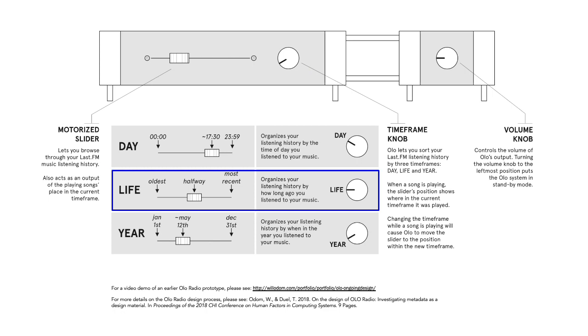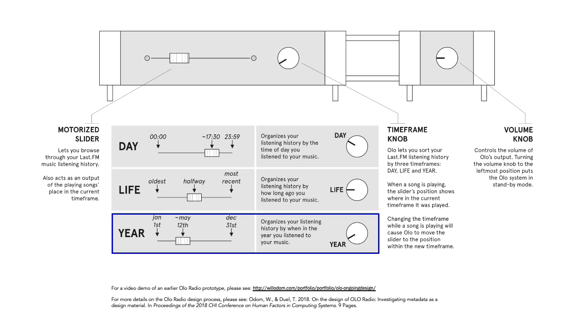There's 3 different time frame modes for Olo Radio, and each mode is a different way of organizing the sequence through which Olo will play music from the user's Last.fm archive. Here, featured is Life, which organizes all listening instances in a linear timeline from oldest to most recent. This offers an easily recognizable chronological approach to exploring and listening to music from one's past.